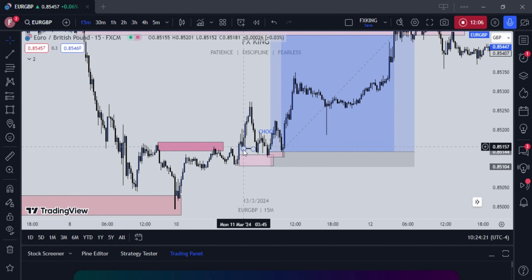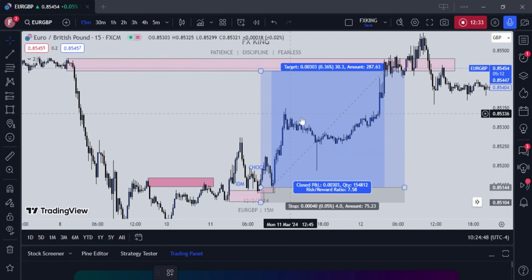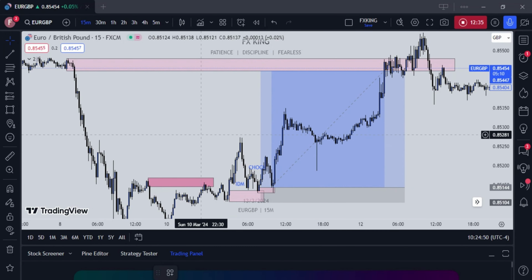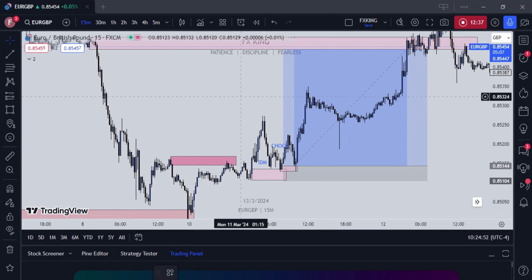Now, what you need to wait for is inducement. This is our inducement here. This is our level of inducement here. And after inducement, we had our zone. You can see price tapped into the zone. And in the smaller time frame, we also gave a chalk. And we entered and price rallied beautifully to the upside, as you can see here, hitting our take profit.